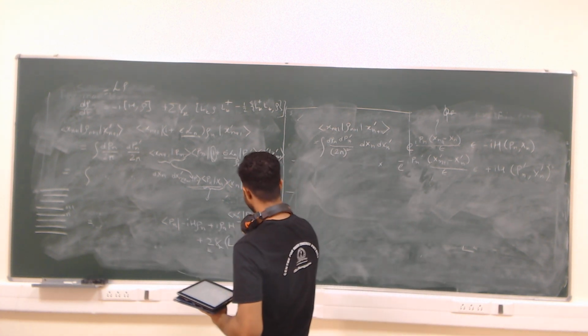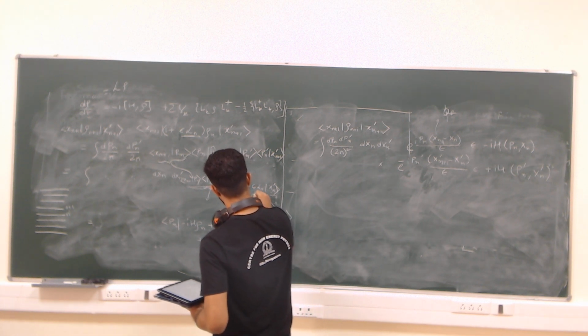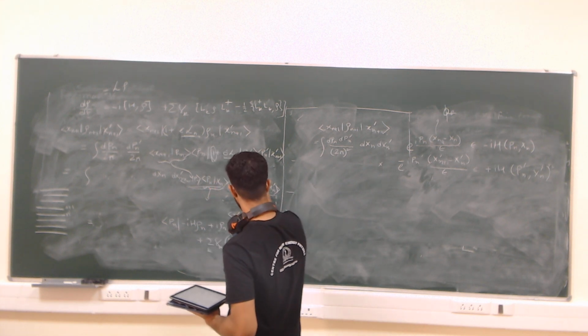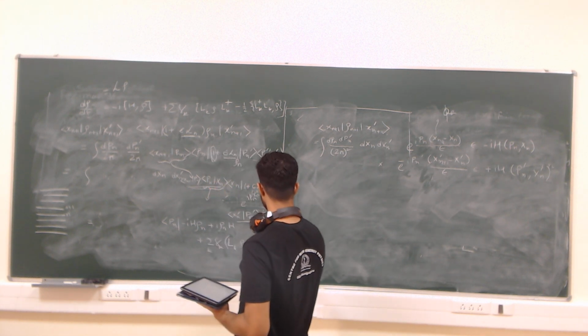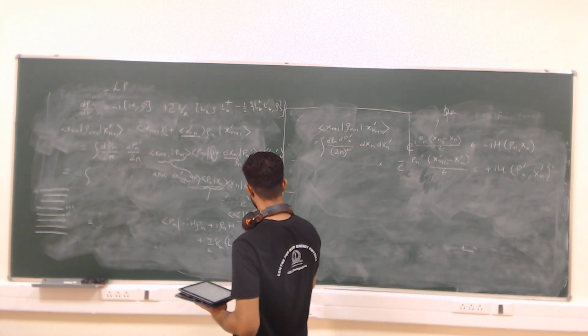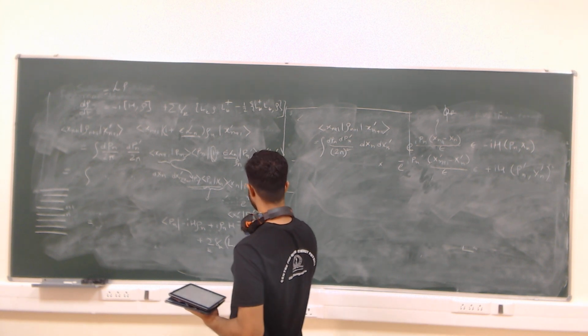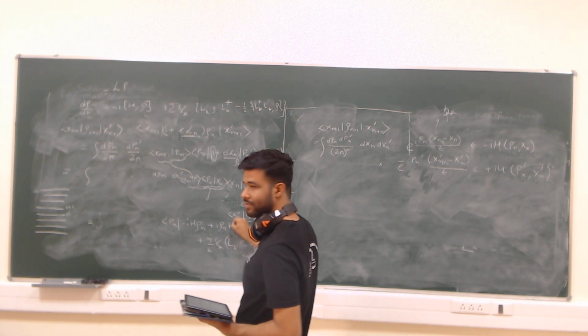Here you can see this will give rise to e to the power something like i pn xn prime, and this will give rise to e to the power minus i pn prime xn plus 1 prime. So if I combine these two, I get something like e to the power minus i pn times xn plus 1 minus xn plus 1 prime minus xn.